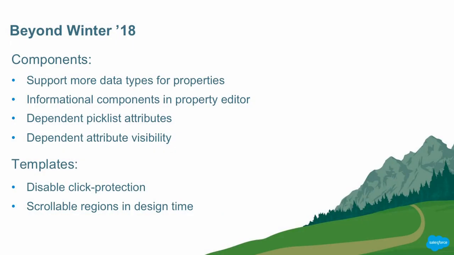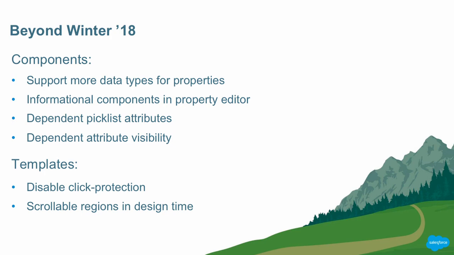Great. So what's coming beyond the Winter 18 release? For developers, we want to introduce more capabilities for these components so that you can build better experiences for admins inside of the builder. Things we're looking into are supporting more data types for the properties that show up there on the right-hand side, and also exposing informational components. If you go to a record page and click on the highlights panel, which is one of the standard out-of-the-box components, there's a button in the properties that says see how it works, and that pops open a modal that gives a bit more information. That's something we haven't exposed for custom components yet, but we're working on it and want to expose it in the near term. Also looking into dependent picklist attributes and dependent attribute visibility.